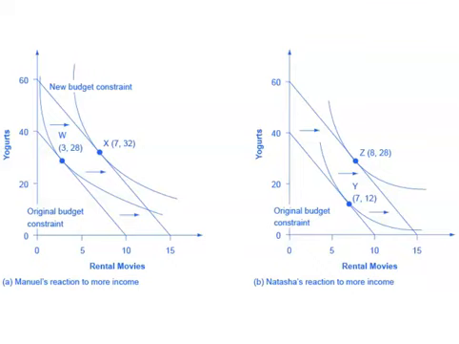So now Manuel will choose point X where he has 7 movies and 32 yogurts. For Natasha, she will choose point Z where she has 8 movies and 28 yogurts. That is, Manuel will choose to spend most of the extra income on movies. Natasha will choose to spend most of the extra income on yogurt. In this way, the indifference curve approach allows for a range of possible responses. However, if both goods are normal goods, then the typical response to a higher level of income will be to purchase more of them, although exactly how much more is a matter of personal preferences.